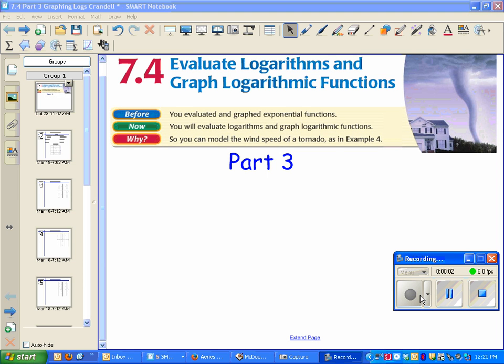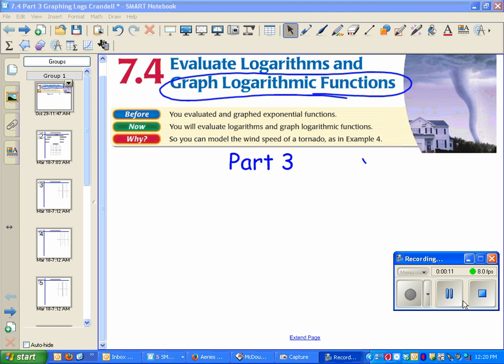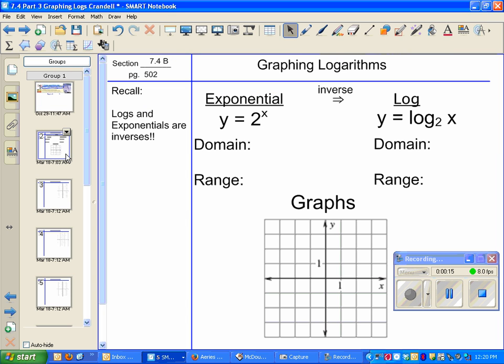All right, 7.4, the last part. We are just going to do graphing logarithmic functions today. And then, okay, so exponentials and logs are inverses. So these are inverses of each other.